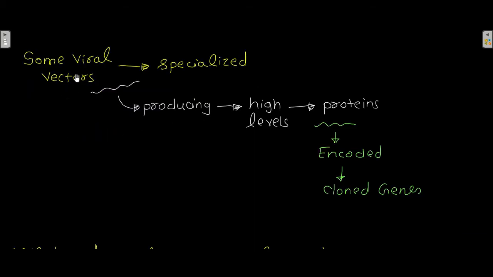Some viral vectors are specialized for producing high levels of proteins. Those proteins are encoded by the cloned genes. So you have cloned genes in your viral vector, and with the help of this viral vector, they produce high levels of proteins in your host organism.